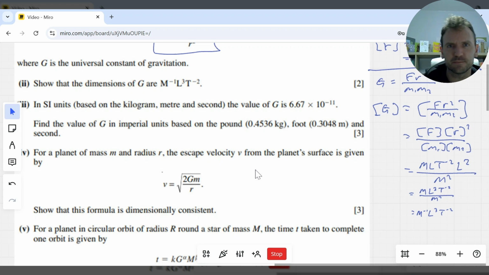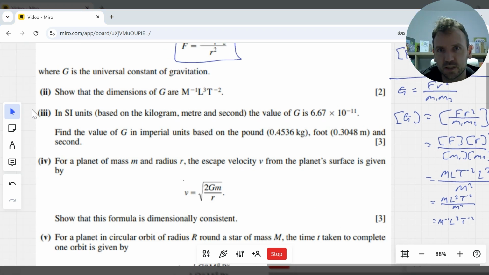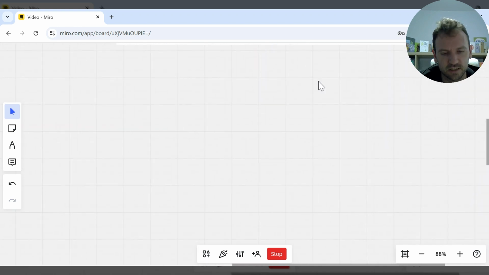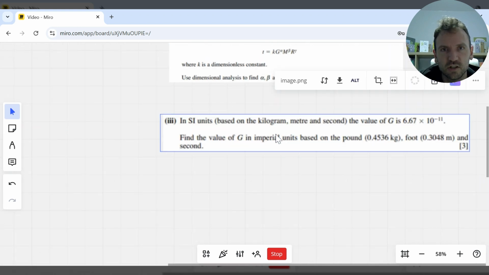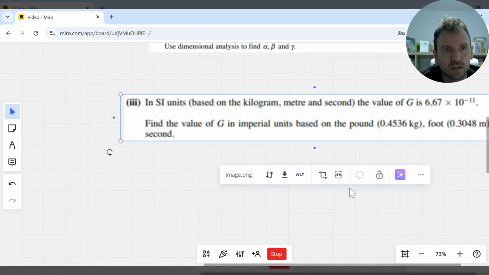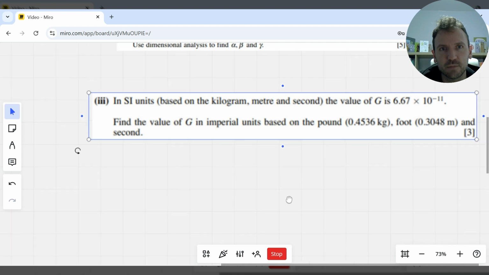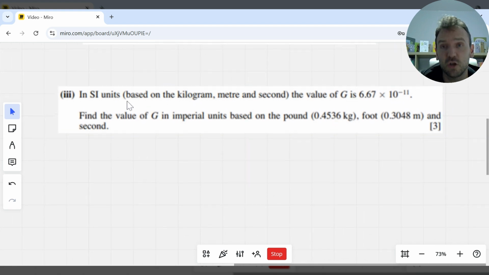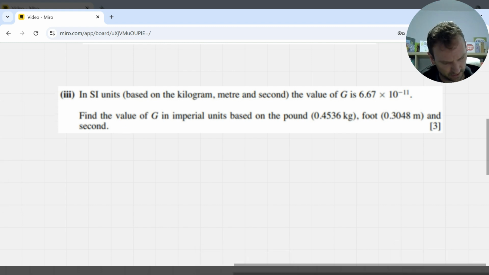Okay, I'm just going to grab this and move it down, because this is where it starts to get trickier in this next bit of the question. So we're told that the value of G is 6.67 times 10 to the negative 11 when we're measuring in SI units. By SI units, we mean kilograms, meters, and seconds. But obviously, they're not the only units that we might choose to measure in.